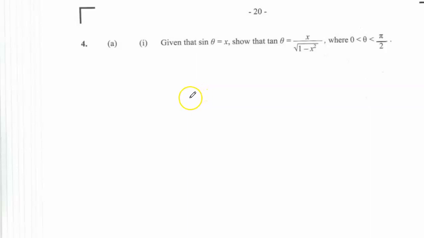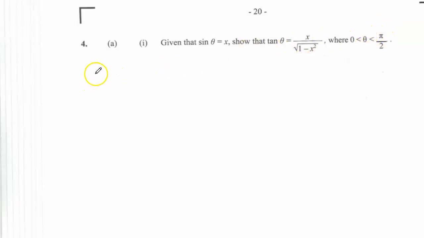So now we begin question 4. Given that sine theta is equal to x, show that tan theta is equal to x over root 1 minus x squared, where theta is between 0 and pi over 2 radians or 90 degrees.